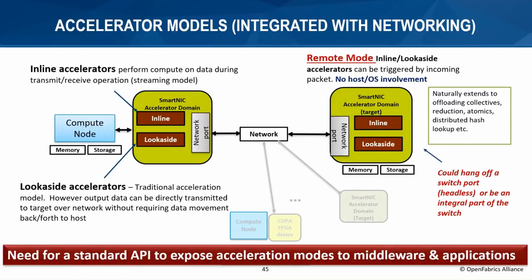And then there's the lookaside that I mentioned, where the computation is performed, but the outcome of the lookaside acceleration, whether it's done by a GPU or by something in this SmartNIC accelerator domain, can be directly transmitted through the network port to a target. So that's the basic two accelerator models that we are going to be assuming for the rest of the discussion.